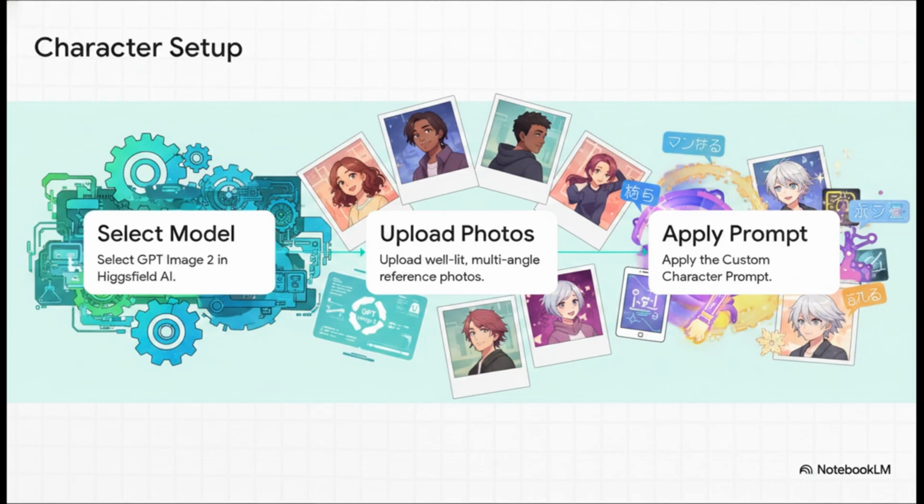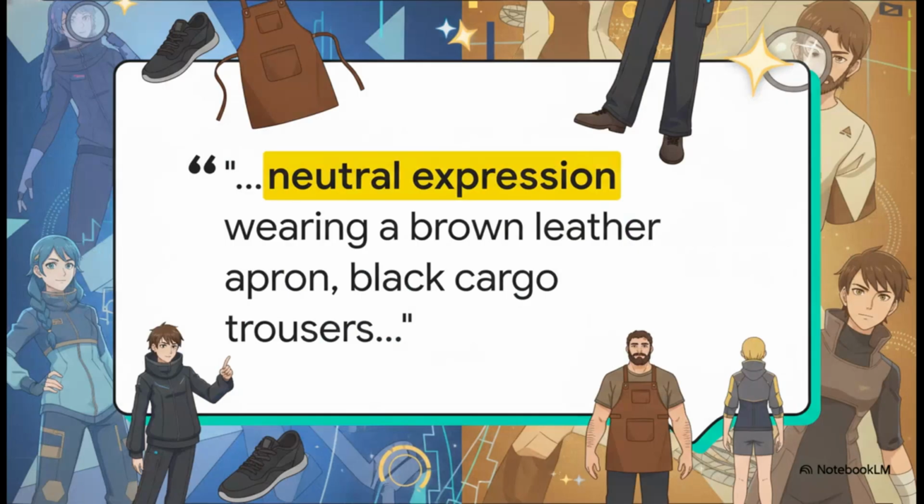To pull this off, we use the Higgsfield AI platform. It's a super simple three-step process. Step 1, select their GBT Image 2 model. Step 2, upload some well-lit, multi-angle reference photos so the AI isn't left guessing. And Step 3, apply your custom character prompts. This illustrates perfectly what that custom character prompt actually looks like in practice.